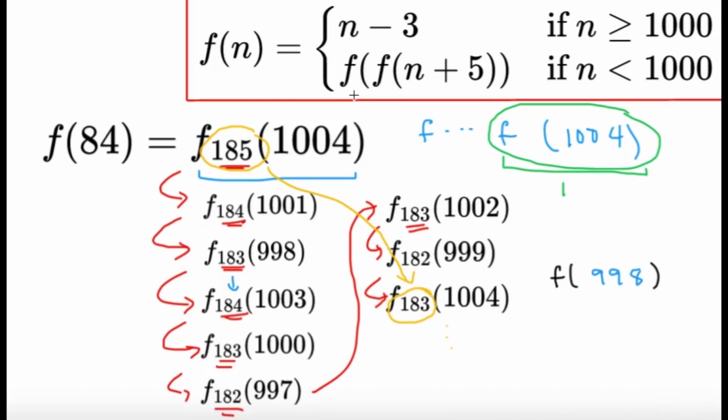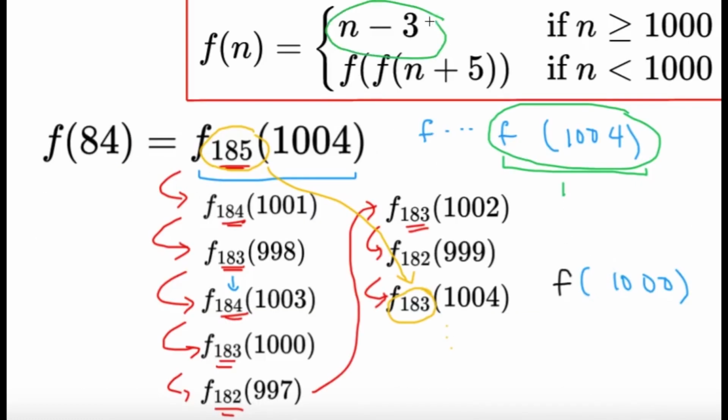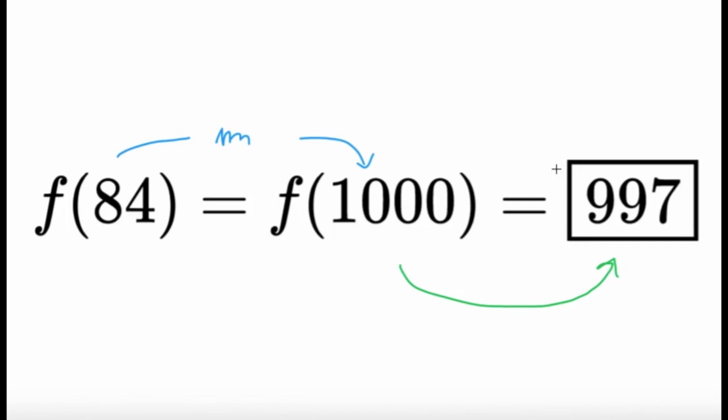Now F of 998 falls into the second category, so this becomes F of 1003. F of 1003 is 1000, so essentially we're just getting F of 1000. F of 1000 falls into the first category. Finally, we have the conclusion: F sub 185 of 1004, which took a lot of process, is equal to F of 1000, and by simply using this first rule, n minus 3, we get that the value is 997, and this will be our final answer.